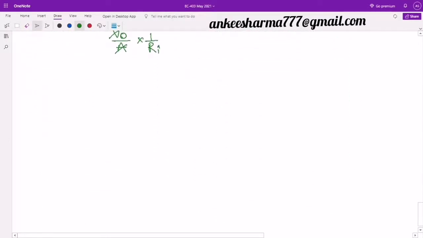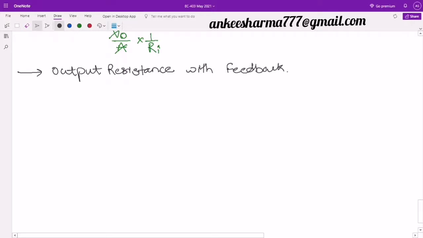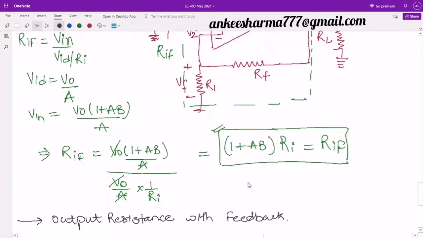Next, the third one is the output resistance with feedback. So now whenever we have to find the output resistance, what we do is we make all our independent sources equal to 0, and we add a voltage source at the output, and then we calculate it. So what we do, I will tell you. So if I draw again the same diagram which I have drawn here.